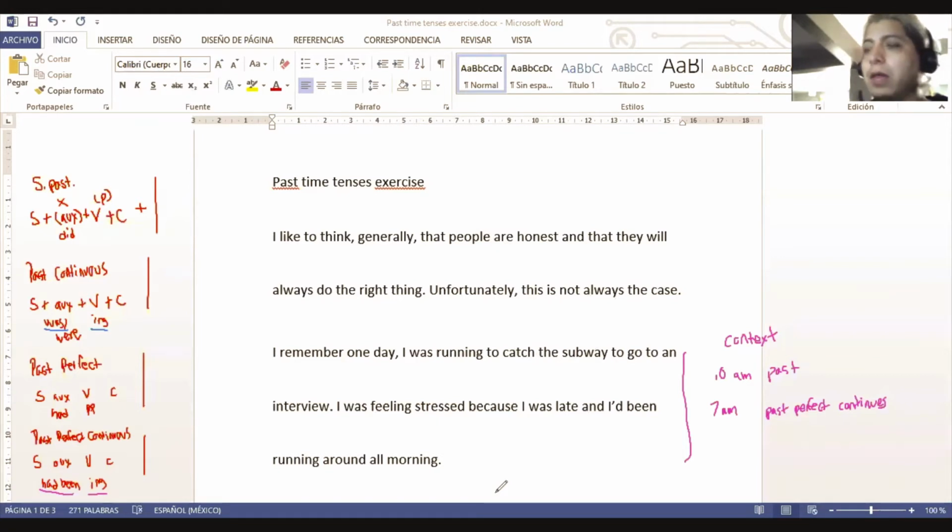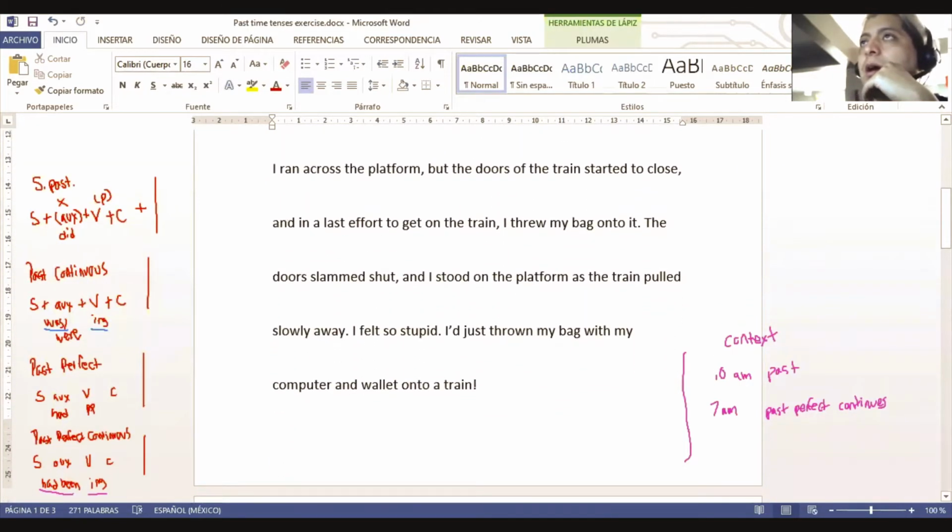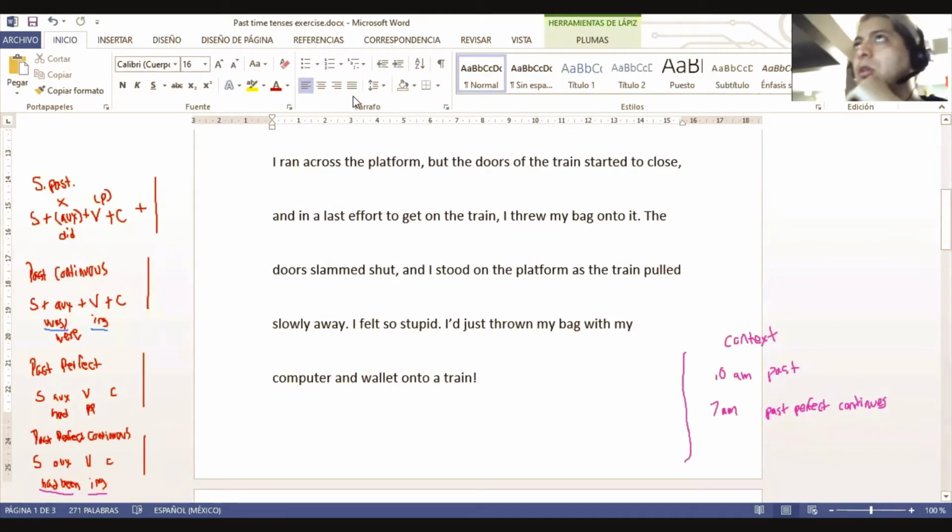So then it says, let me just choose the mouse again. Then we have this. I ran across the platform. Okay, so we have, again, the simple past. I ran. The auxiliary is did. Because you don't have the auxiliary, you had to change the verb. The verb is run, but in the past you say ran, okay? Well, actually the verb is run across, a phrasal verb. I ran across the platform from one side of the platform to the other side. This is the simple past.